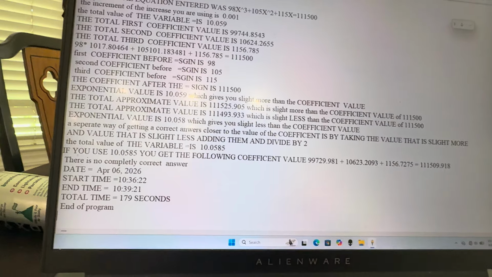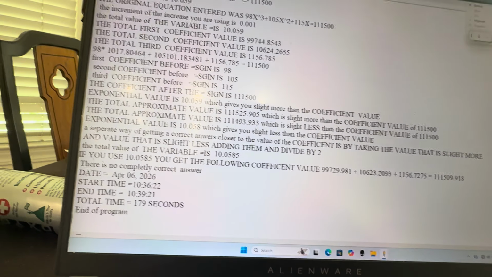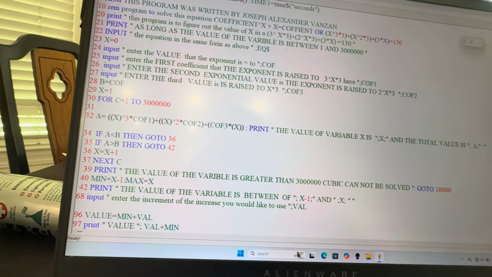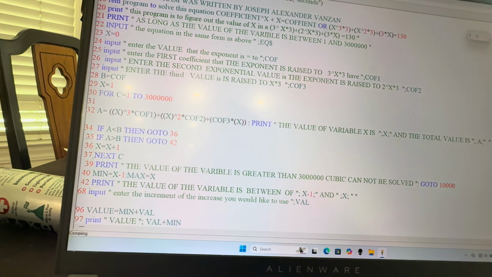Okay, this is the second example. I'll give one more example.